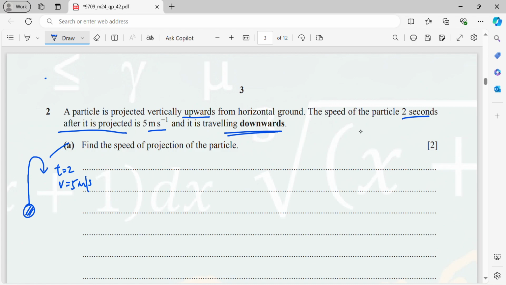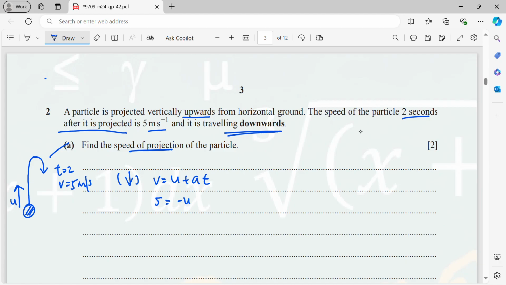Alright, so from here, this is the u. This is the speed of the projection. Since this is downwards, I will consider moving down as positive. So v equals u plus at, and now we need to find out what is the u. My v is 5 because it is traveling down, then the u becomes minus u because it's in the opposite direction.